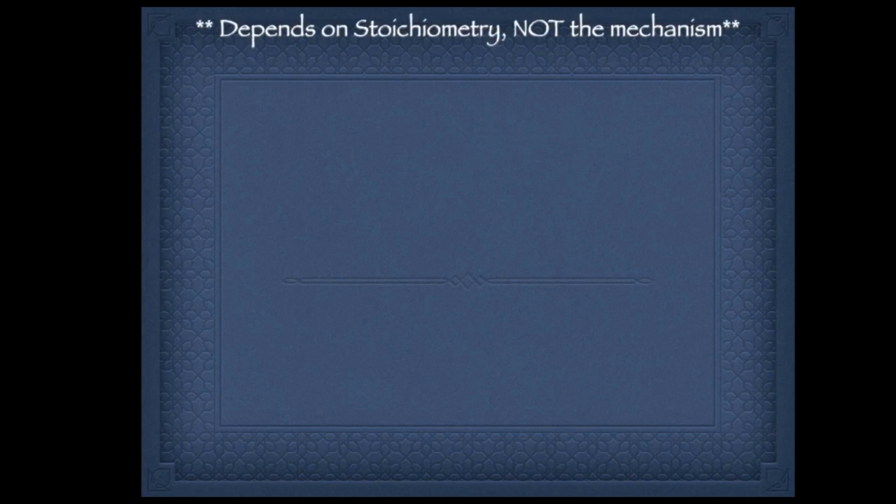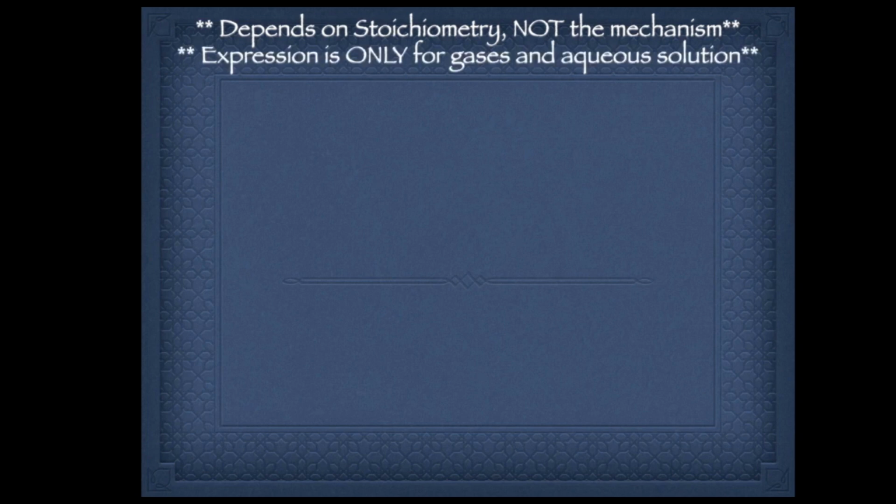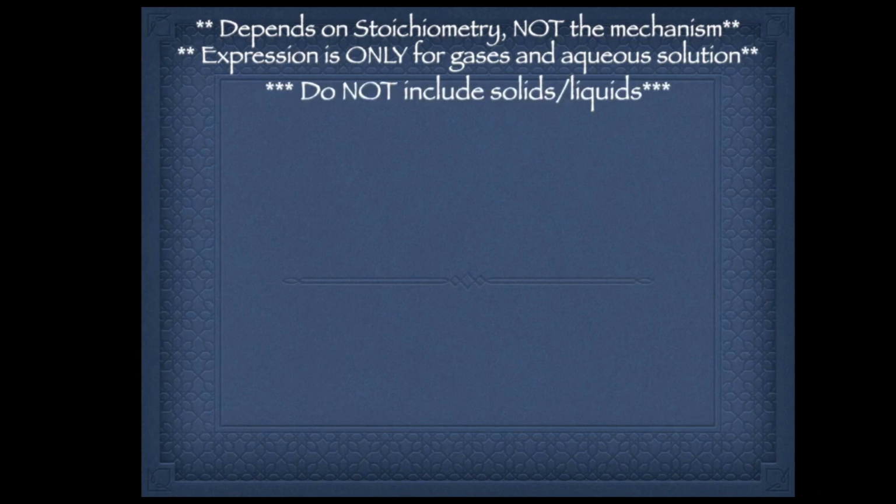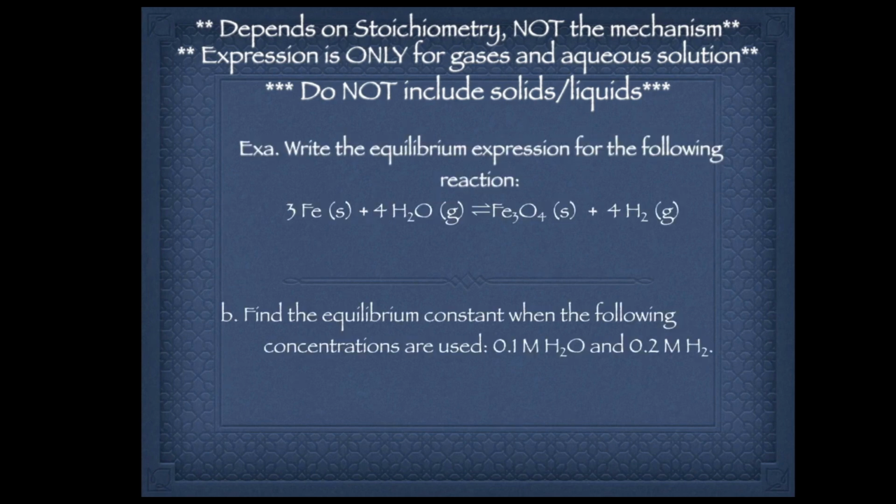So let's actually look at an example in which we're calculating our equilibrium constant. And 3 things for you to keep in mind. The first is that your equilibrium constant depends on the stoichiometry now, not the mechanism. And so we'll be using the coefficients from the reaction. Secondly, the expression is only valid for gases and aqueous solutions. So therefore, if you have a solid or a pure liquid, you are not going to include it in your equilibrium expression. So let's look at an example.